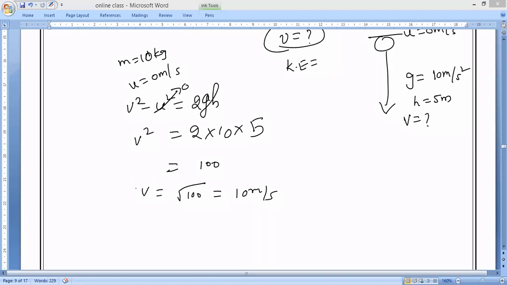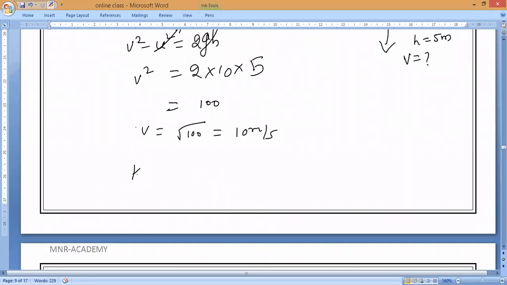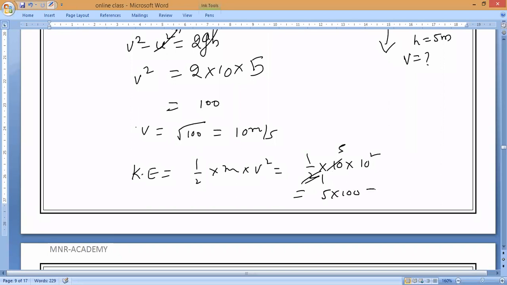Is it difficult to find the kinetic energy? Very simple. So kinetic energy equals half into m into v square. So half into mass, 10, into velocity square, 10 square, which equals 5 into 100, which equals what? 500 joules. That's all. Clear, guys?